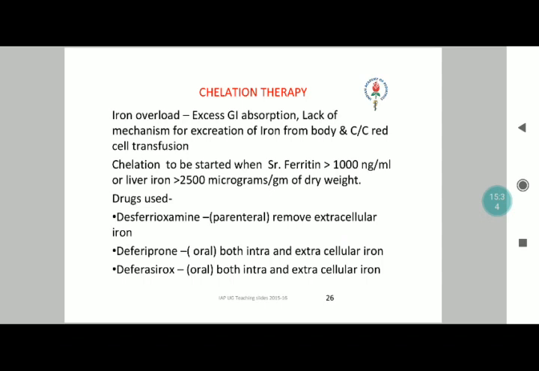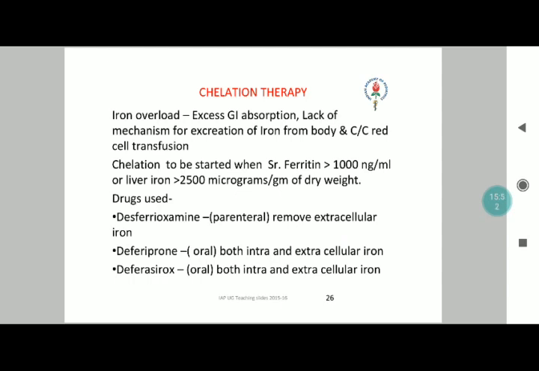A little bit about chelation therapy. Iron overload is a complication which is seen because of the repeated requirement of transfusions. Excess gastrointestinal absorption and the lack of a mechanism for excretion of iron from the body, and like I mentioned earlier, repeated transfusion of red cells are all factors which result in iron overload.